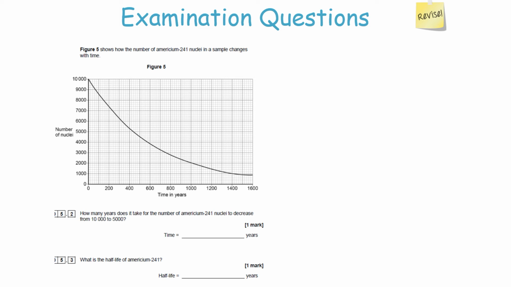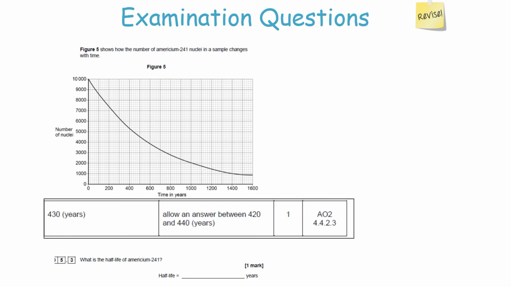Then you look across to 5,000 and go down, and you see that it has 430 years because it starts at 0 for 10,000. 5,000 comes down at 430, so therefore the difference between the two is 430 years.